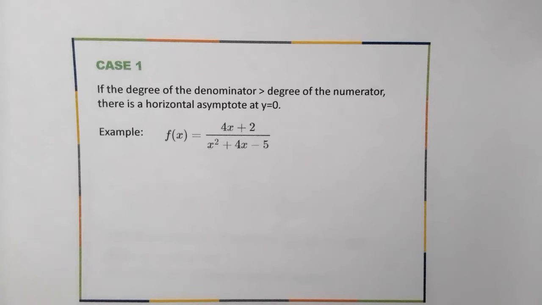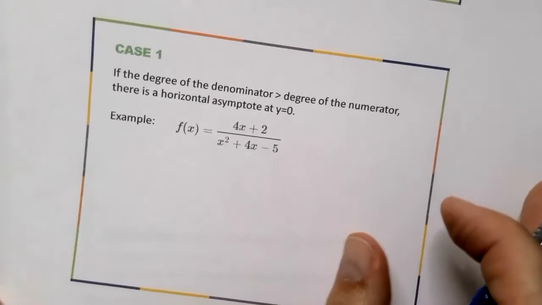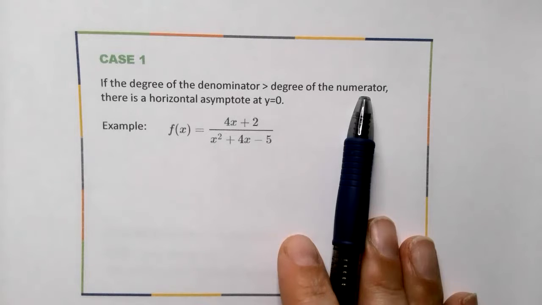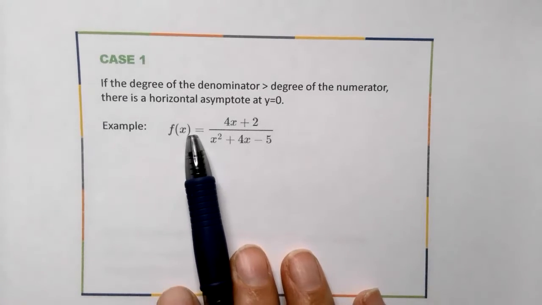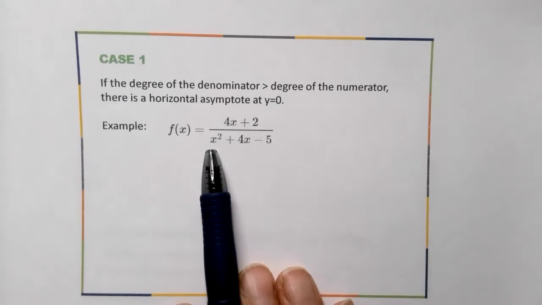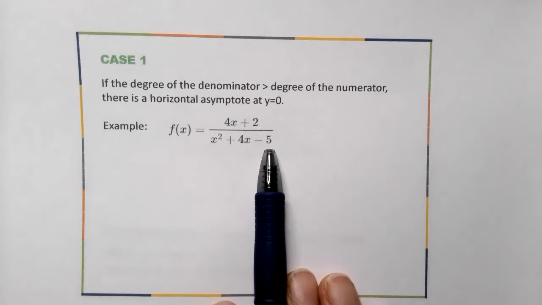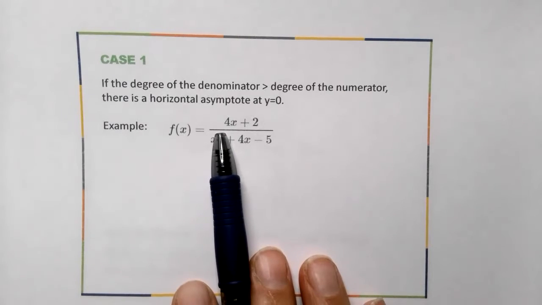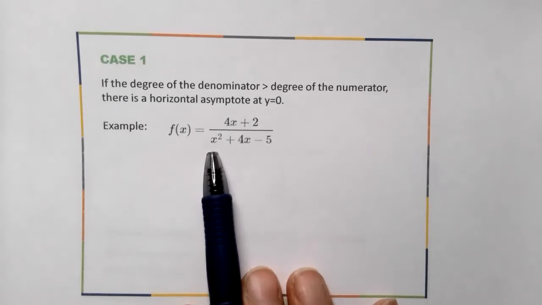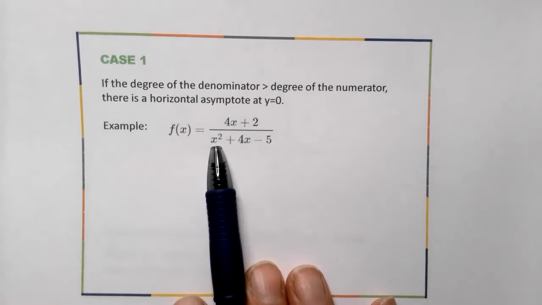So we're going to start with case number one, and that is when the degree of the denominator is greater than the degree of the numerator. So here we have f of x. In the numerator, we have a polynomial 4x plus 2. And in the denominator, we have a polynomial x squared plus 4x minus 5. So in the numerator, we have a polynomial of the first degree, and in the denominator, we have a polynomial of a second degree.